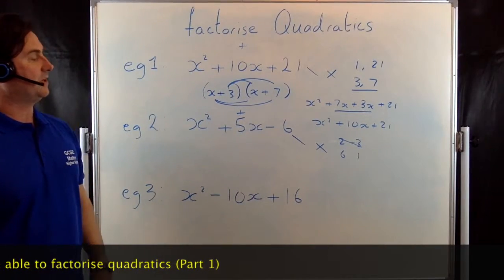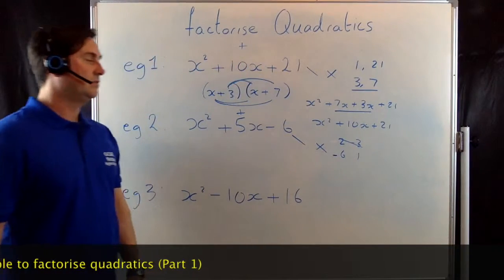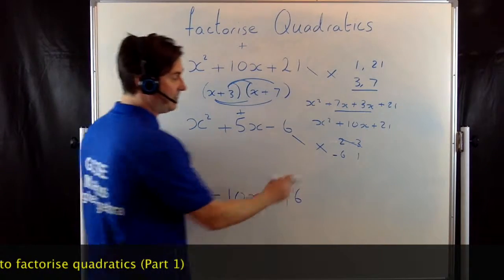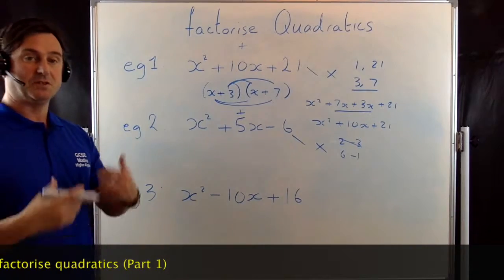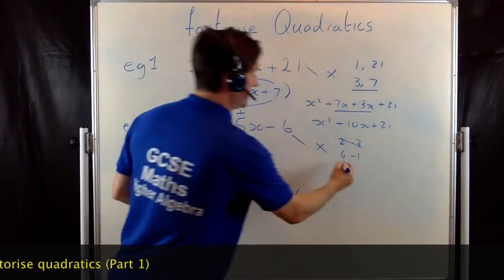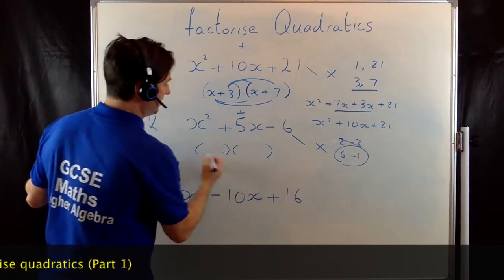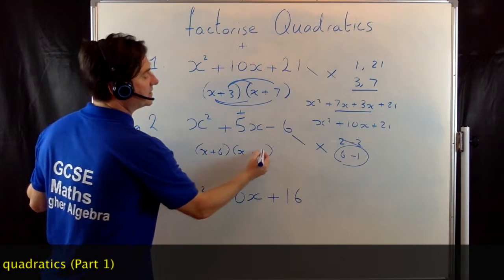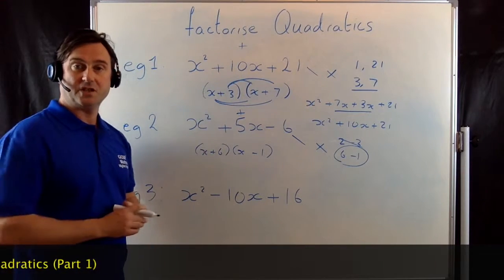Let's have a look at the next combination. Could it be negative 6 add 1? Well, negative 6 add 1 gives me negative 5, not positive 5. So it can't be that way around. But it could be negative 1 add 6, because negative 1 add 6 takes me to 5. So once you've established what your numbers are, then you can write it in your double set of brackets: x plus 6, x negative 1. And then to check, you could expand it just like we did the first one.